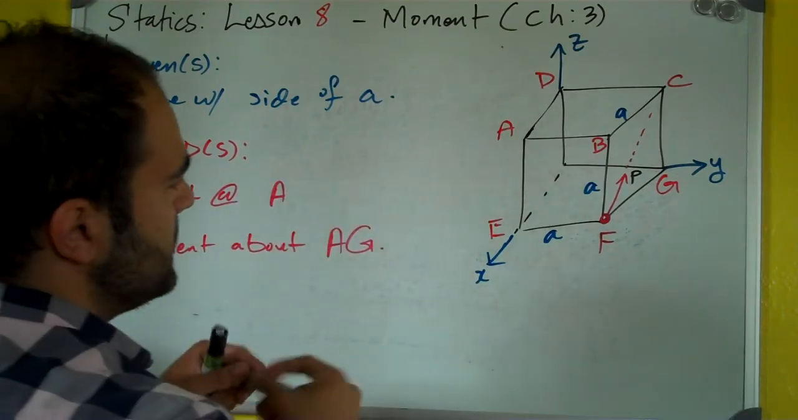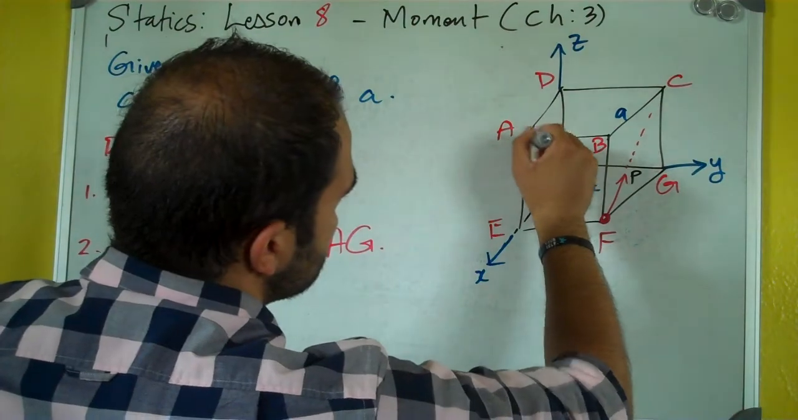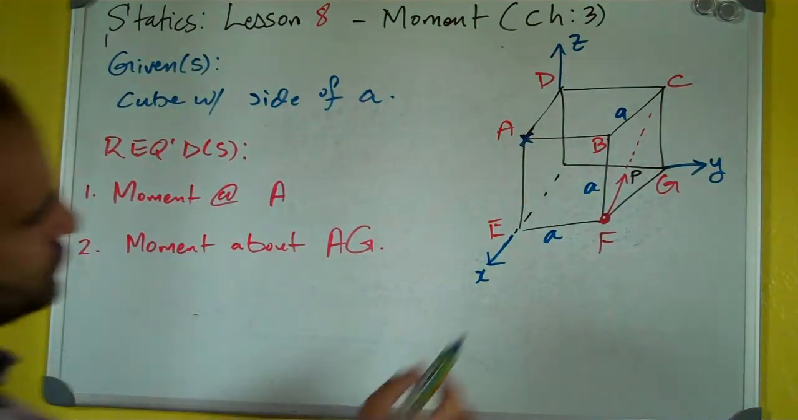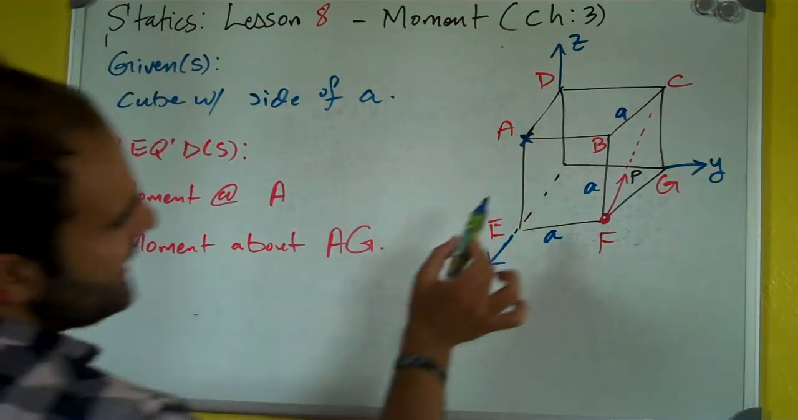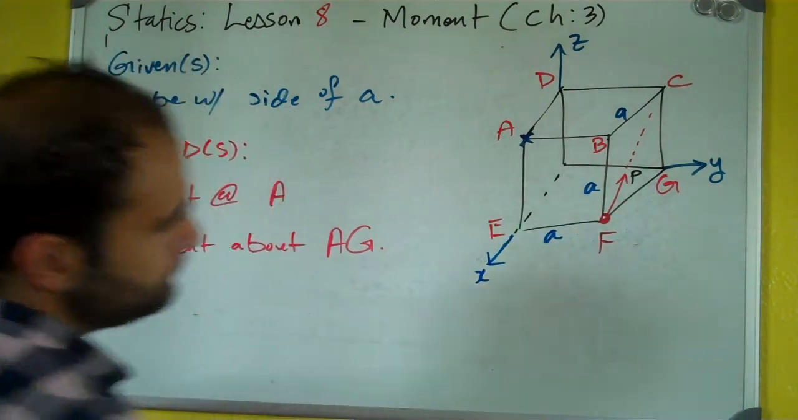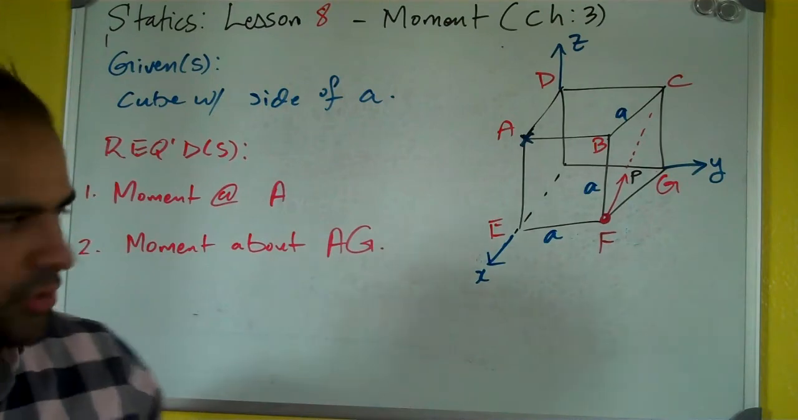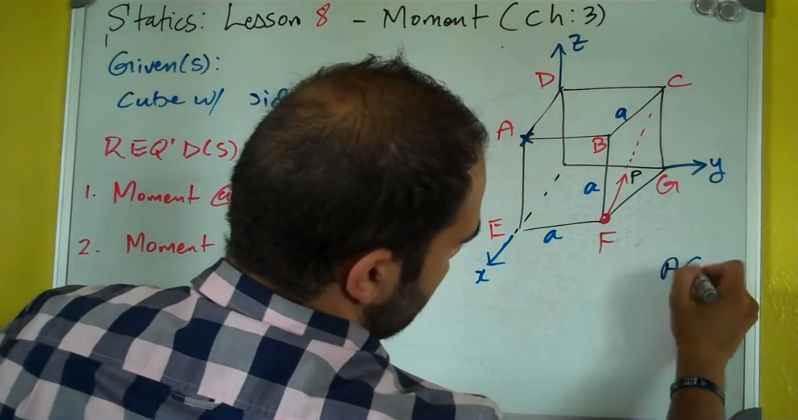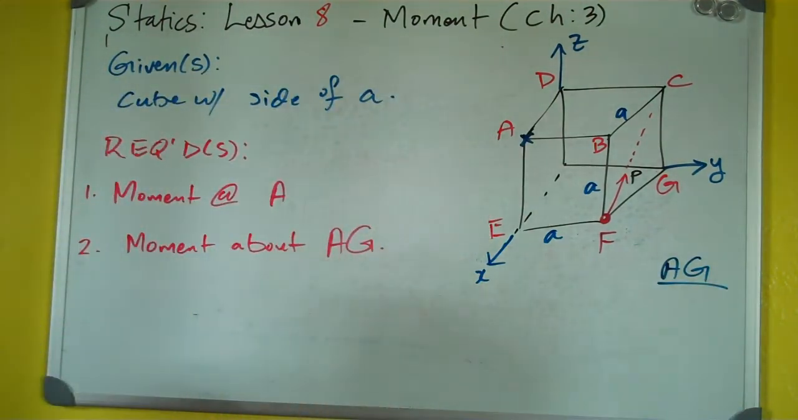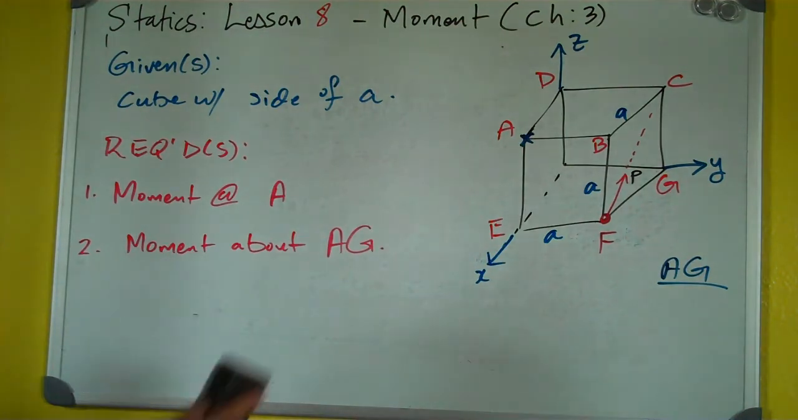Let's just indicate this as this. And then you're trying to find also the moment about the axis AG. Let's start with A. So let's just put here AG, because we're going to start with A. So that's not a problem.